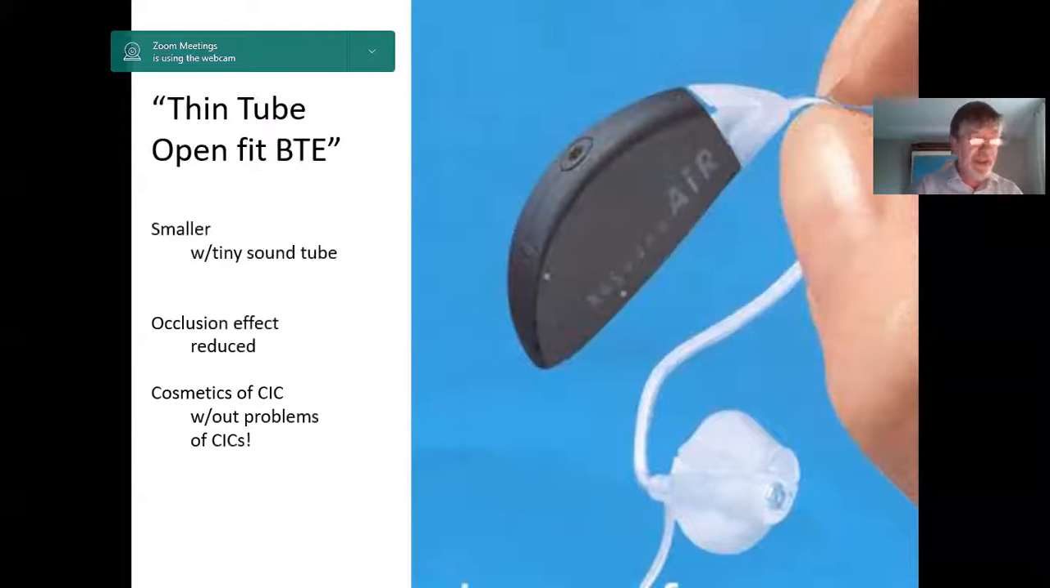Because completely in-canal hearing aids get clogged up with wax easily. They're way deeper in the canal. So completely in-canal hearing aids were high-maintenance hearing aids. These hearing aids were very, very tiny, okay? So let's see if I got another picture here.